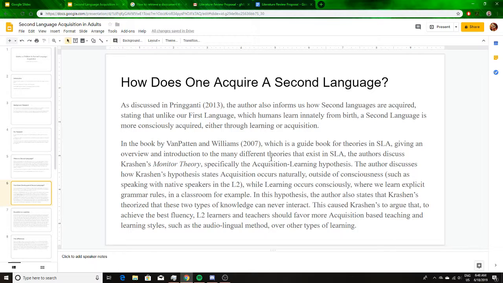In this hypothesis, Van Patten and Williams also state that Krashen theorized that these two types of knowledge can never interact, and this caused Krashen to argue that to best achieve fluency in L2, learners and teachers should favor a more acquisition-based teaching and learning style, such as the audiolingual method, over other types of learning, because that acquisition is considered more conducive to SLA.